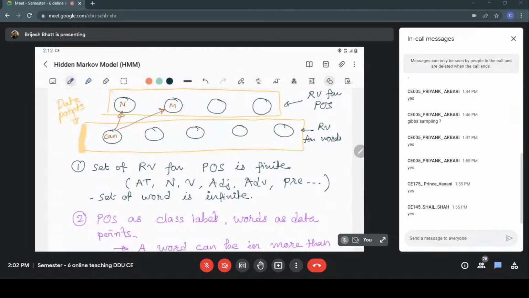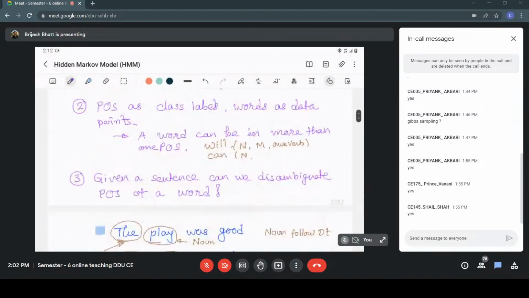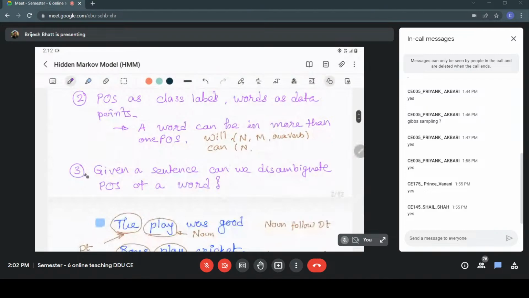So what we do is, we take part of speech as a class label, and words as data points. And a word can have more than one part of speech, right? So there is a reasonable amount of ambiguity involved in detecting part of speech also. Like, will is an auxiliary verb, can can also be a noun, and so on. So that is the second important part of this problem. And the third part is, given a sentence, can we disambiguate the part of speech of a word?